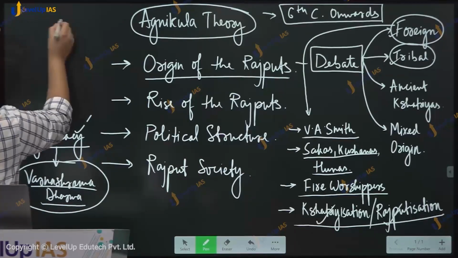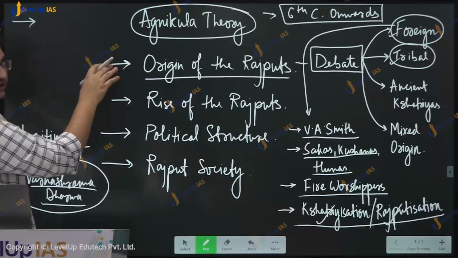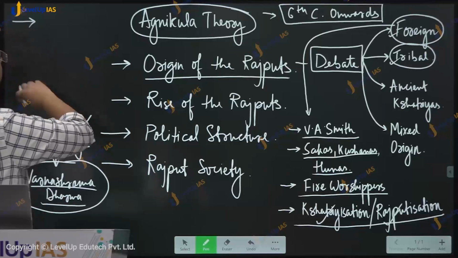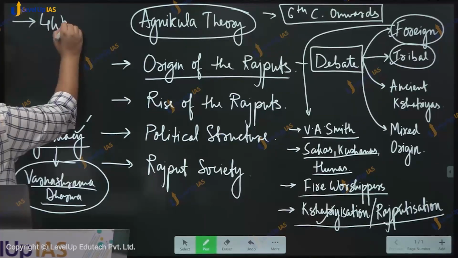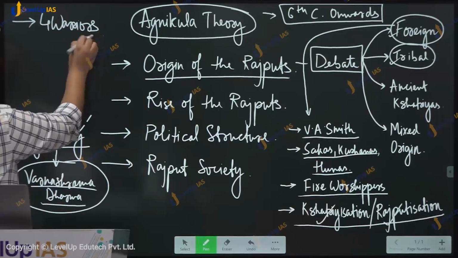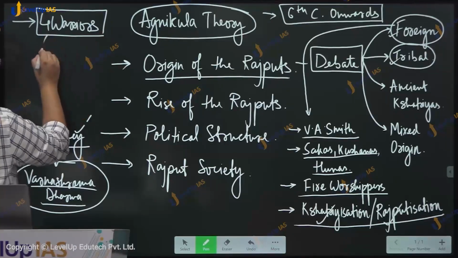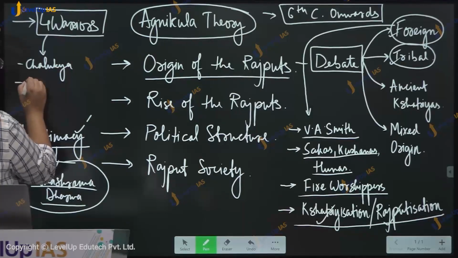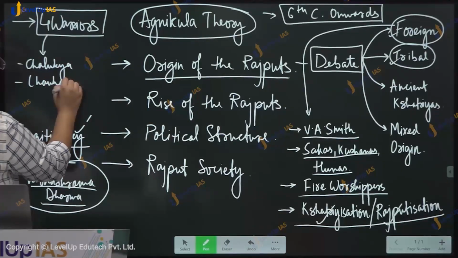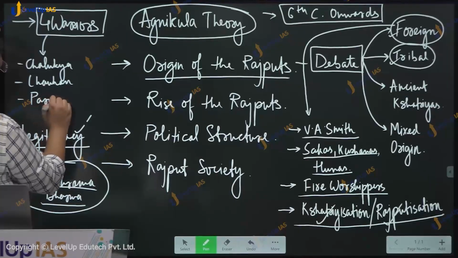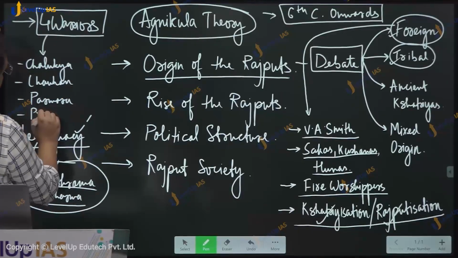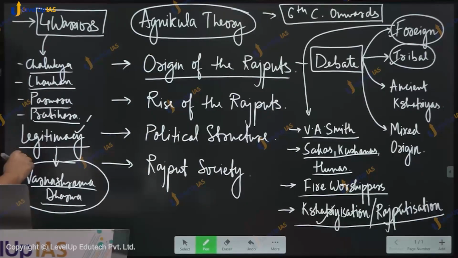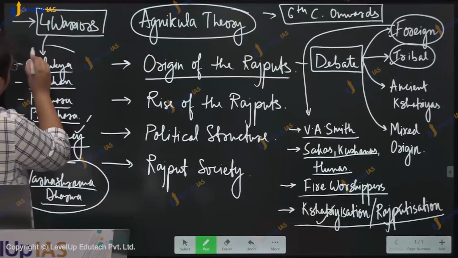sage Vashisht had performed a sacrifice, and out of that sacrificial fire, out of that Agni Kund, emerged 4 warriors. Who were these 4 warriors? Chalukya, Chauhan, Parmar and Pratihar, right? What does this indicate?